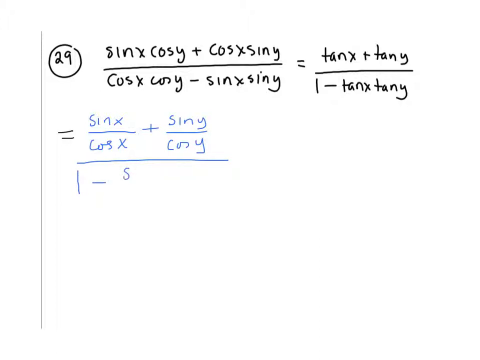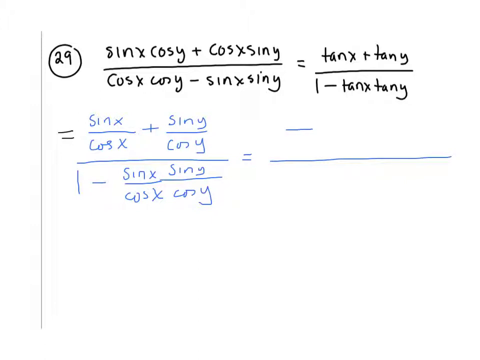Tangent x is sine x over cosine x, and tangent y is sine y over cosine y. All I did was convert all these tangents to sine and cosine. In the numerator, I'll draw that big line.